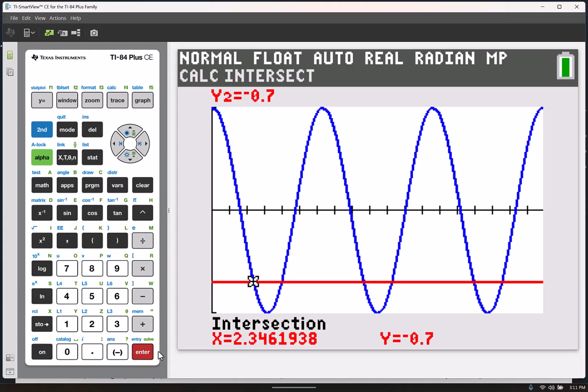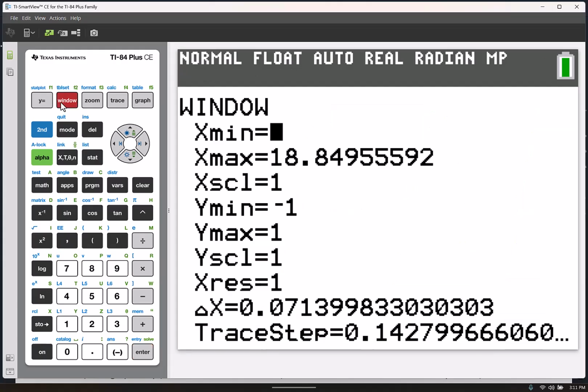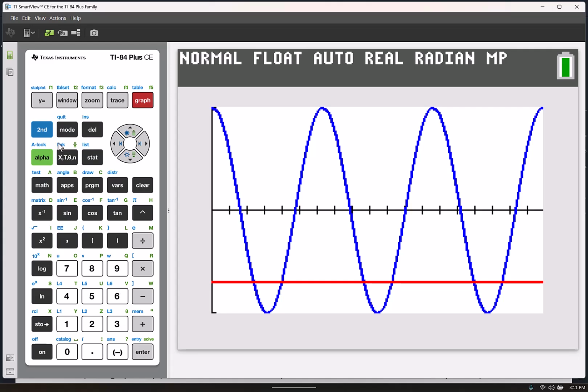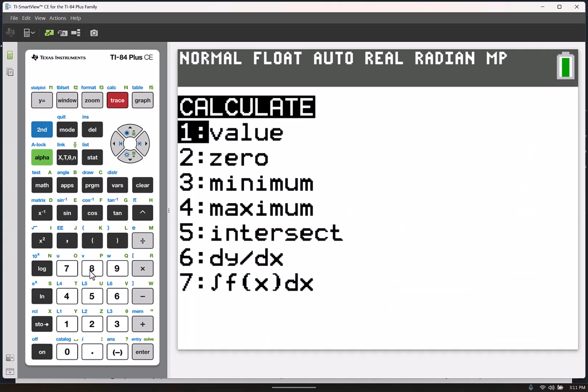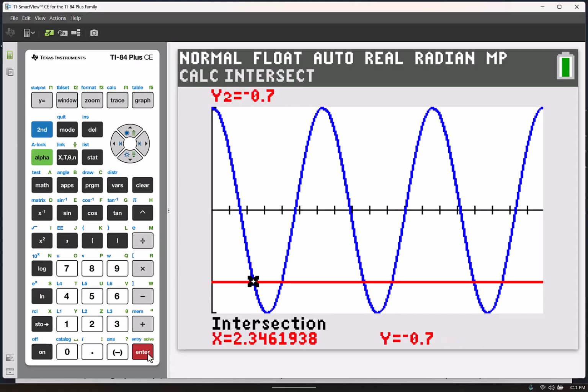Yes. 0, 6 pi, and negative 1 and 1. Let's get the second one. Did you guys write the first one? I already forgot it. Second, calculate number 5. Enter, enter, enter. 2.3461. Write that down. At least 3 digits after the decimal. If you can write more, even better.